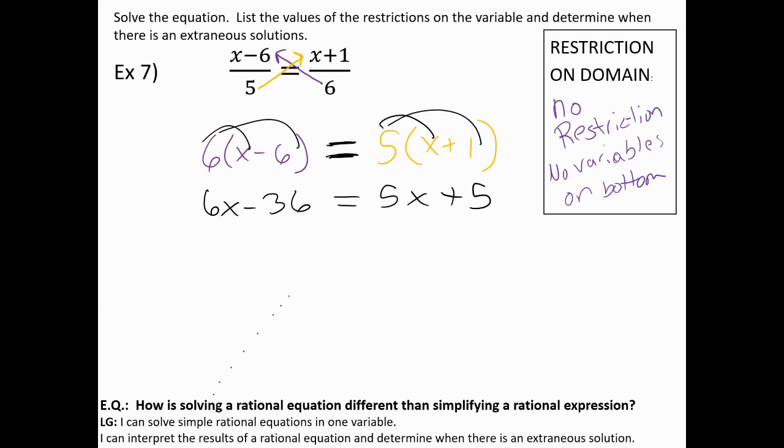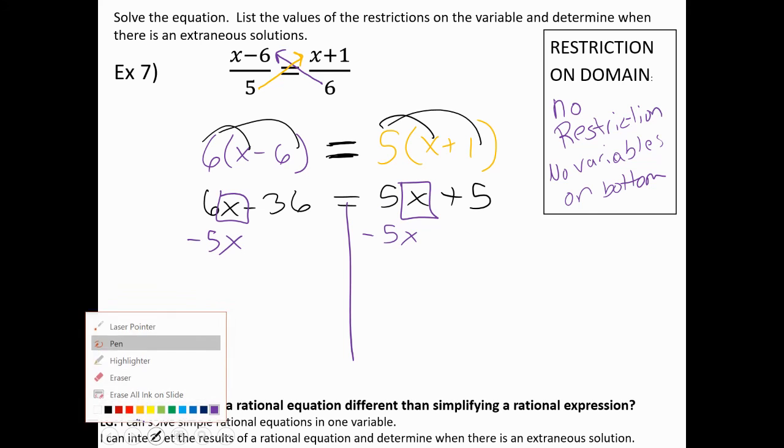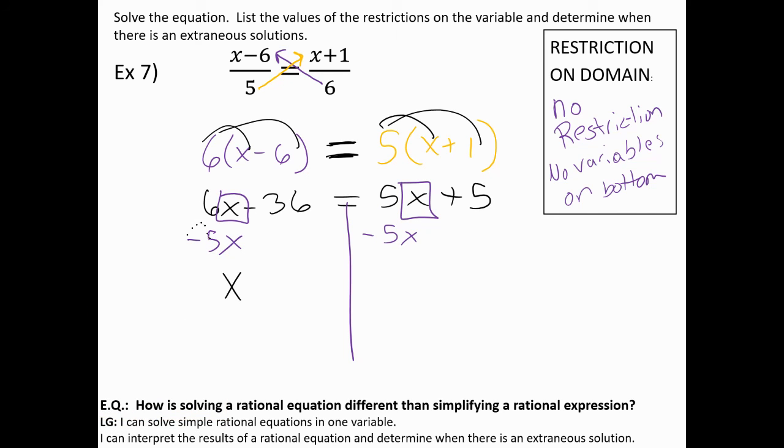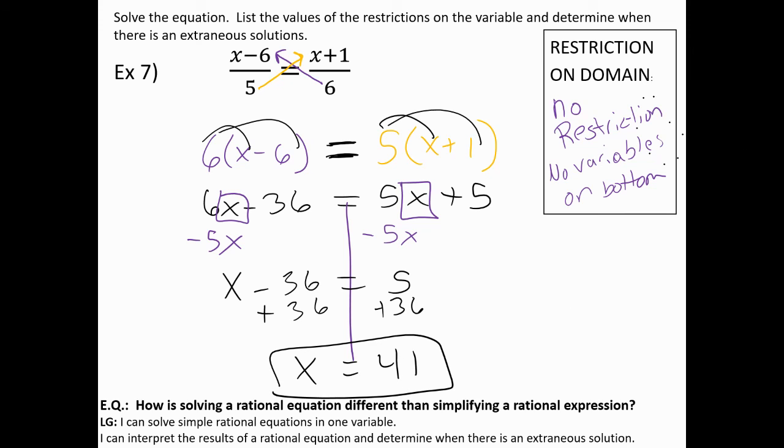Once again, box and wall, those boxes are on opposite sides. So I usually take the right one and move it over to the left, but you can take the left one and move it over to the right. They're on opposite sides, so we need to do the opposite to move them to the same side. And so then once again, we get 6 minus 5, which is 1x, minus 36 equals 5. And then our last and final step is to add 36 to each side. So x is going to equal 41. That is our answer since we had no restrictions.